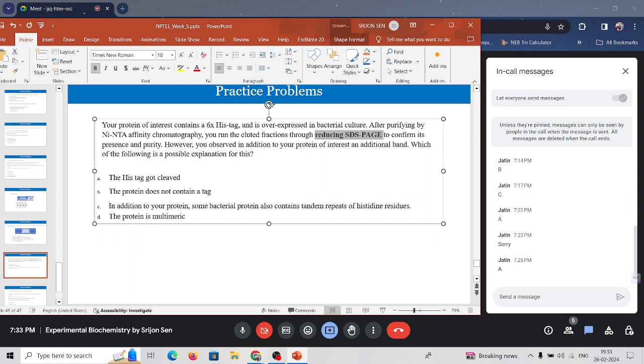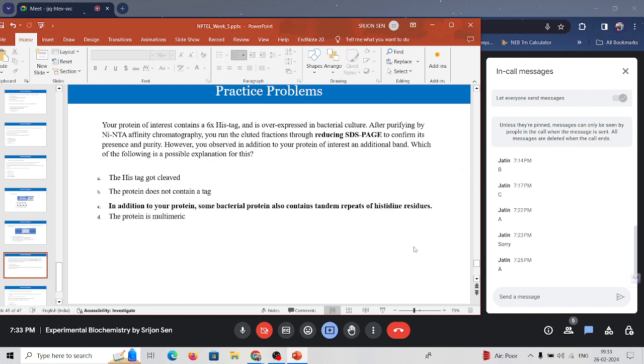So what is correct is that in addition to your protein, some bacterial proteins can contain some repeats of histidine residues. That has also eluted along with your protein of interest. That's why you can see an additional band.